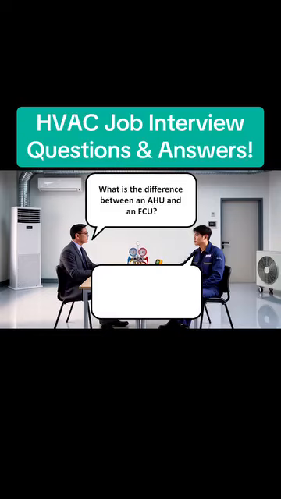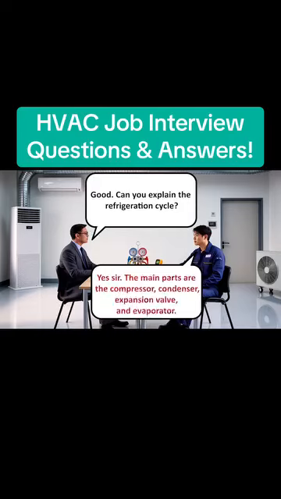What is the difference between an AHU and an FCU? An AHU, or air handling unit, is larger and used for big spaces. An FCU, or fan coil unit, is smaller and used for individual rooms. Good. Can you explain the refrigeration cycle? Yes, sir. The main parts are the compressor, condenser, expansion valve, and evaporator. The refrigerant flows through these components to absorb and release heat.